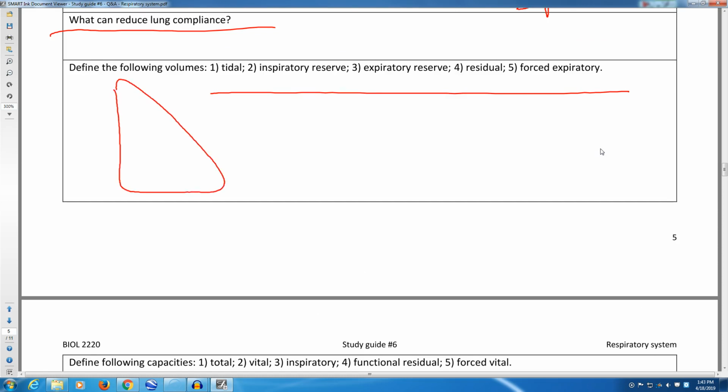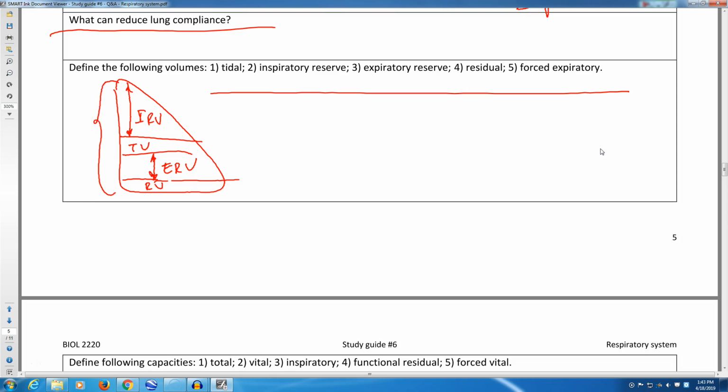That's the lung. It's your normal breathing, tidal volume. That's the amount of air that is always left in the lung, the residual volume. This is your expiratory reserve volume. That's your inspiratory reserve volume. That makes sense?